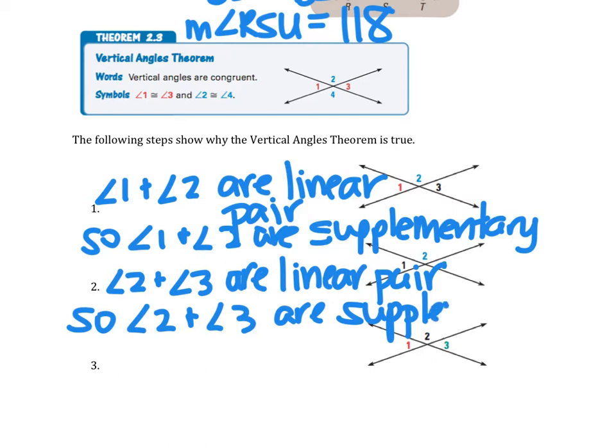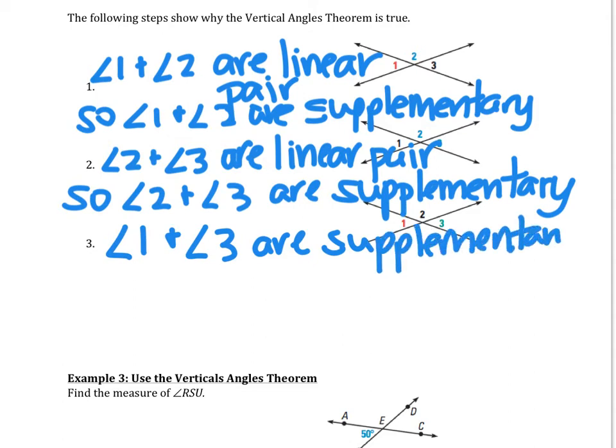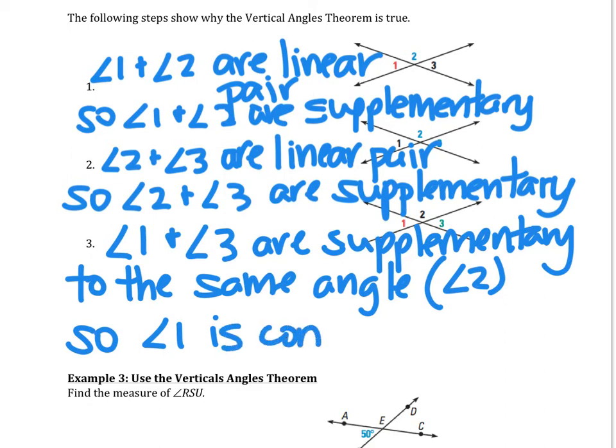Now, I don't know if you recall from one of your prior lessons, but we had the congruent supplements theorem, where we said if two angles are supplementary to the same angle, then they are also congruent. So I have angle 2 that's common to both of them, so 1 and 3 are supplementary to the same angle, specifically angle 2. So angle 1 is congruent to angle 3. And they're vertical angles.